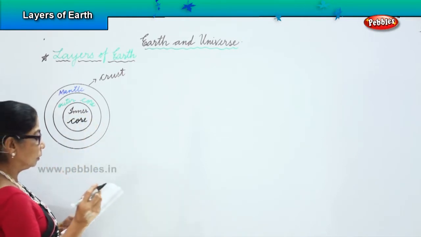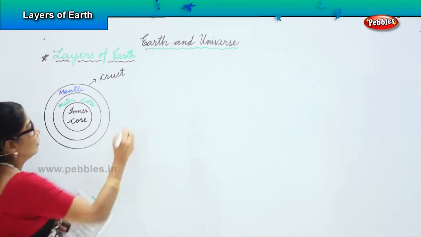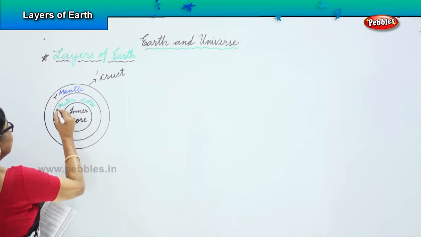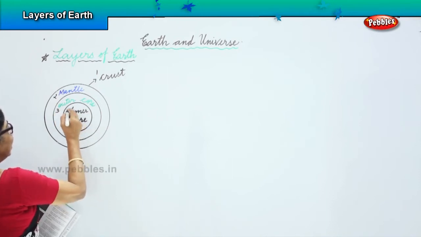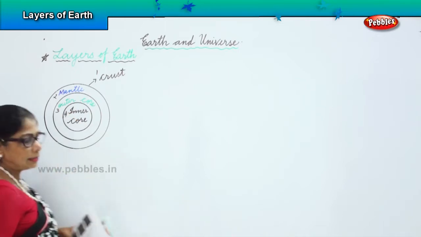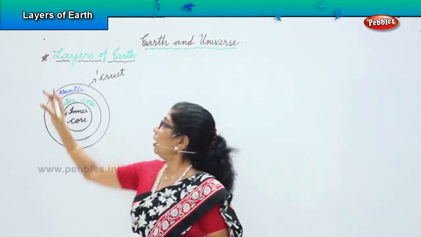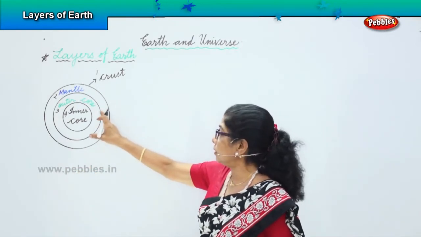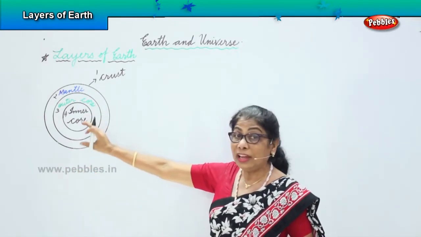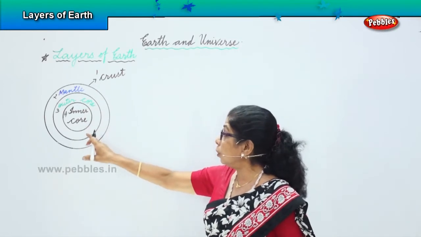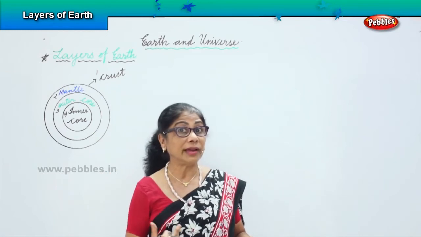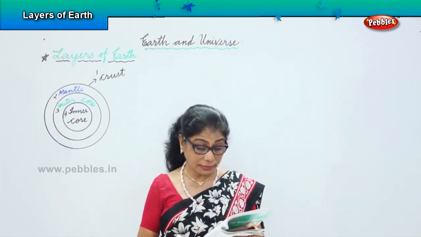Okay? So we have numbers 1, 2, 3, and this is the fourth one. All right? Now, we are looking at the layers of the earth. We have 1, 2, 3, 4. Inner core, outer core, mantle, and right outside is called the crust.